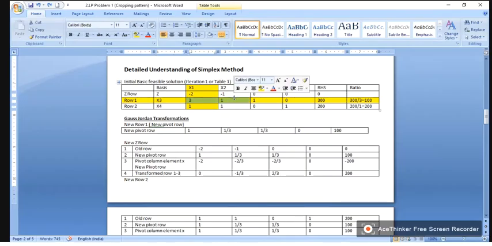Or you can see the elements in the pivotal row by dividing every element by the pivotal element. We can divide everything by 3. So this will become 1 by 3, 1 by 3, 0, 100. Is it right? Yes, sir. So we have to divide the pivotal row, sir. Row 1, row 1, yeah.